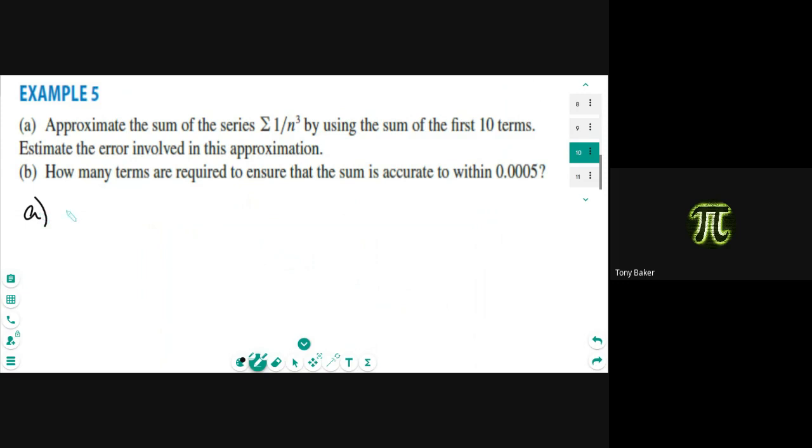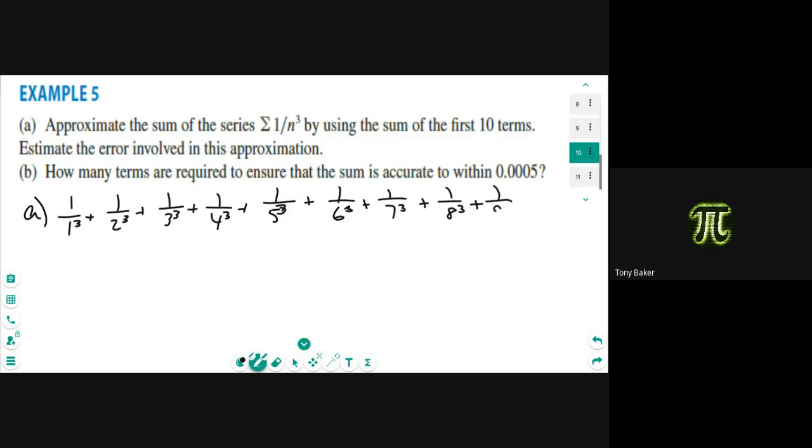The first term would be 1 over 1 to the third, right? So 1 over 1 to the third plus 1 over 2 to the third, 1 over 3 to the third, 1 over 4 to the third. That's quite long, 10 terms. I'll do it this way.